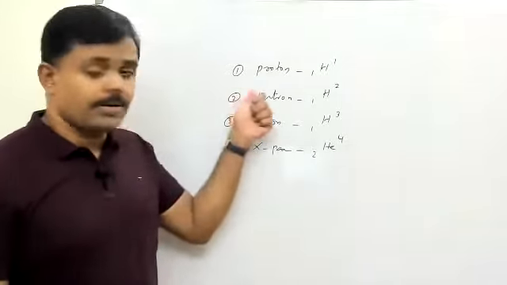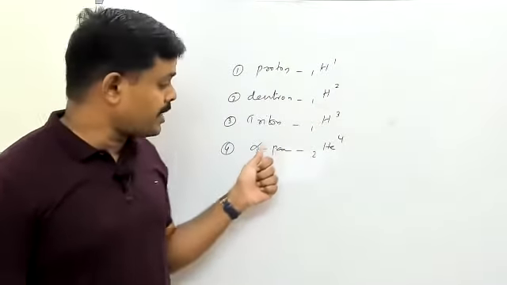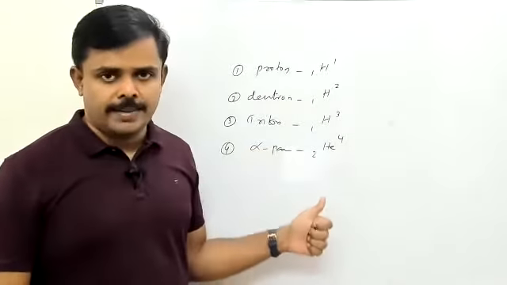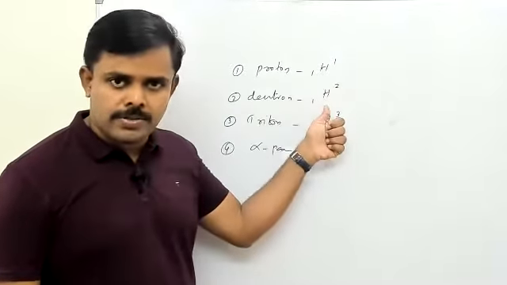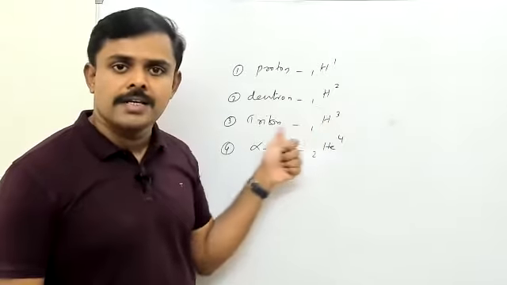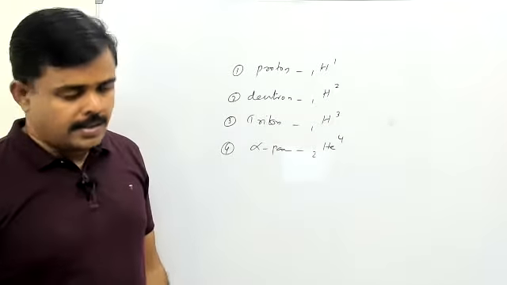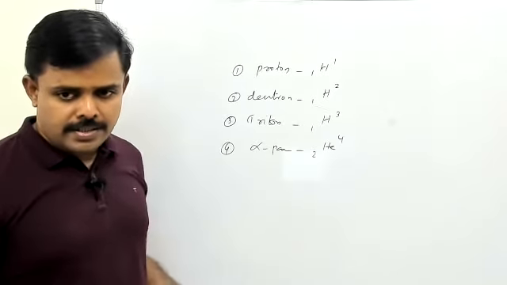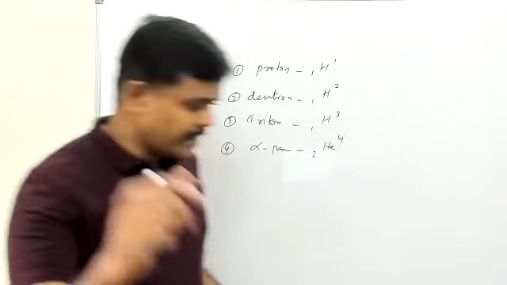So write this: proton is 1H1, deuteron is 1H2, triton is 1H3, alpha particle is 2He4, the helium nucleus. This is the hydrogen nucleus, this is deuterium's nucleus, this is tritium's nucleus, this is the helium nucleus. Once you have written this, tell me when you finish, then we'll do one question. Write a question.